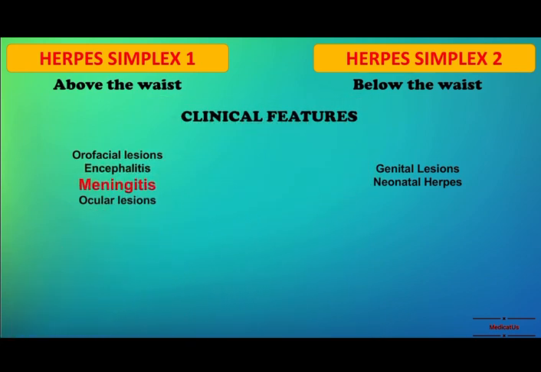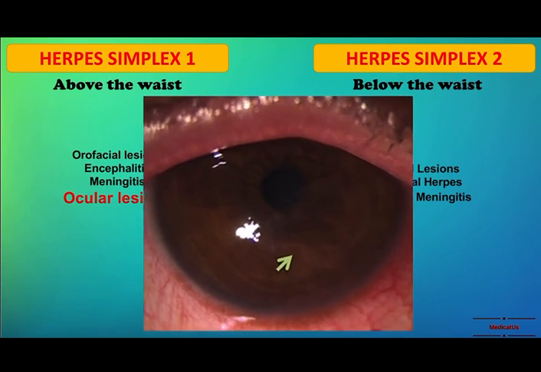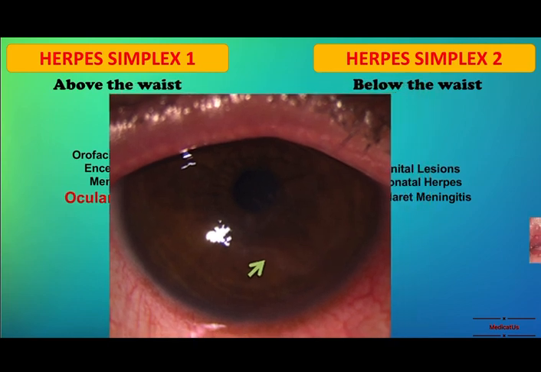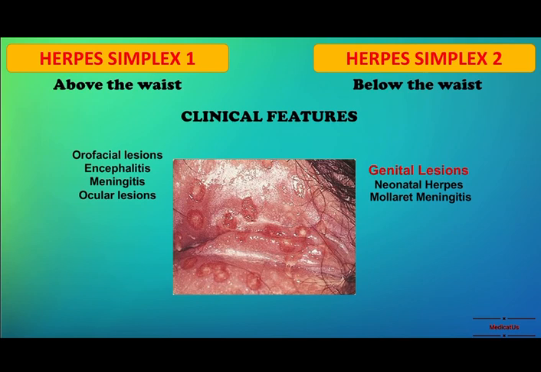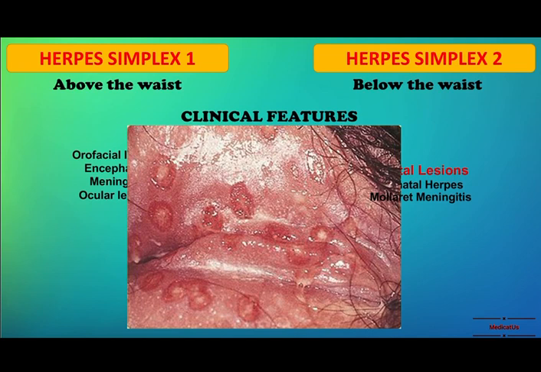Now, meningitis. It is above the waist, so it is caused by herpes simplex 1. But when we talk about Mollaret meningitis, it is caused by herpes simplex 2. Ocular lesion. When we are talking about ocular lesions, we are talking about dendritic corneal ulcers, as you can see here. Now, the genital lesions. The genital lesions are bilateral and painful vesicles. You can see here.